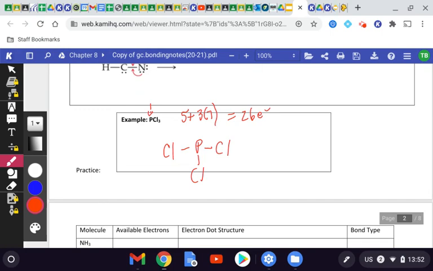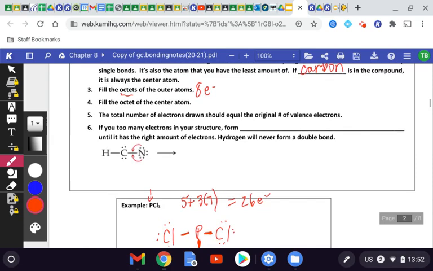Each single bond here represents 2 electrons. So that's 2, 4, 6, 8 around that chlorine. The bottom chlorine here, that single bond here, is 2, 4, 6, 8. On this left side chlorine, we have another single bond, so that represents 2 electrons, 4, 6, 8. So now all of our outer atoms have octets.